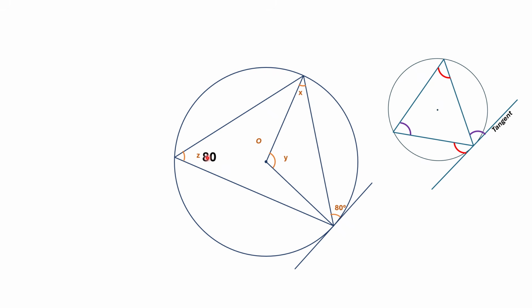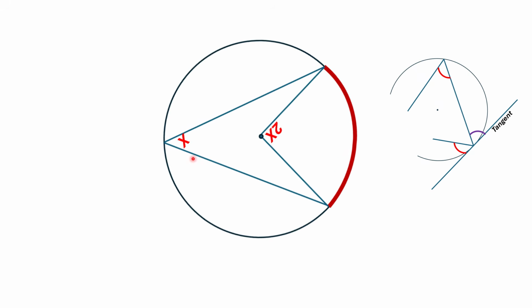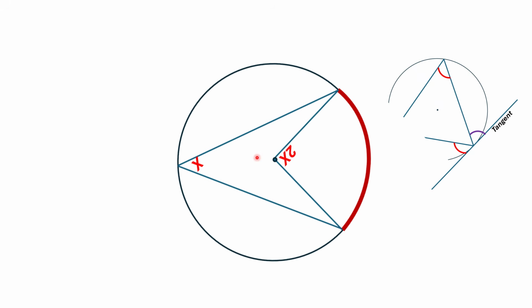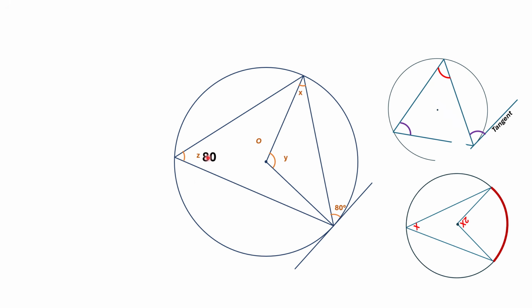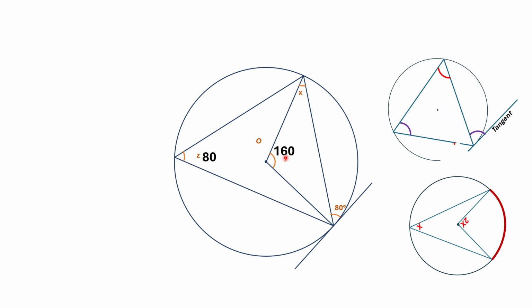Now, if you remember the central angle theorem, this angle here is half of this. If this is 80, this is 160. Because if this is x, this is 2x, so it's double of that. This is 80, this is 2 80s, which is 160. Now, how can we find x?